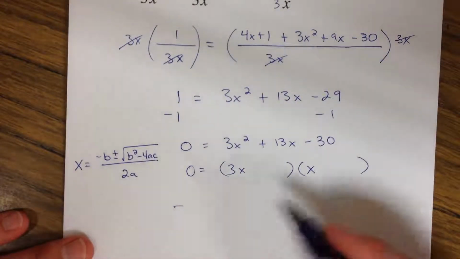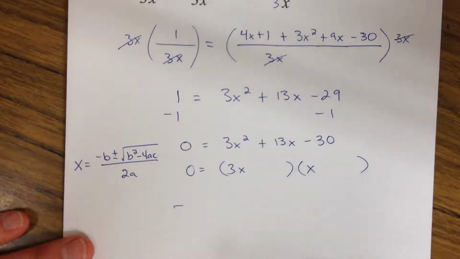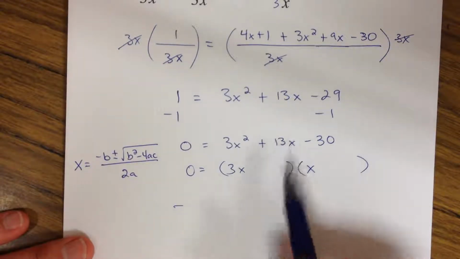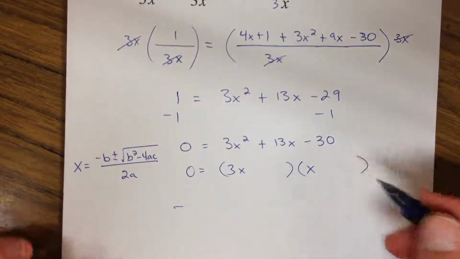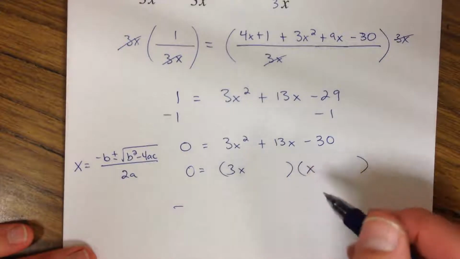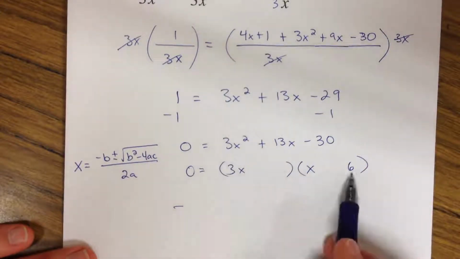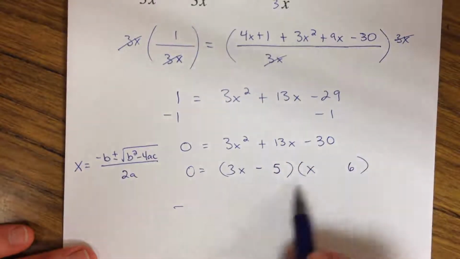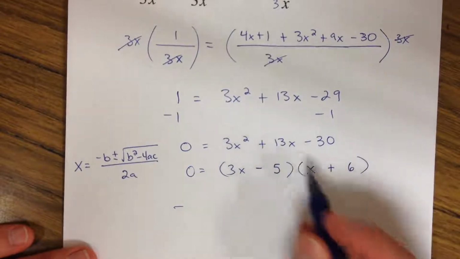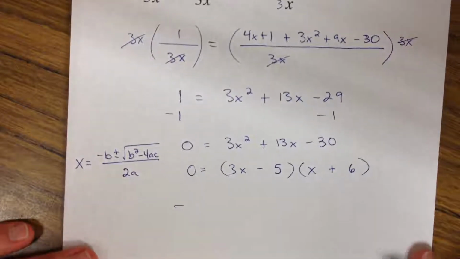I'm not going to show it here because there's only one way to get 3x squared, and there's only a couple ways to get negative 30. So I need 13 in the middle. So if I think about this, if I get 18 here, 3x times 6 gives me 18x. And then I subtract 5x. If I look at the middle there, I'm going to get 13x. So you're just going to have to guess and check there, see what makes sense.